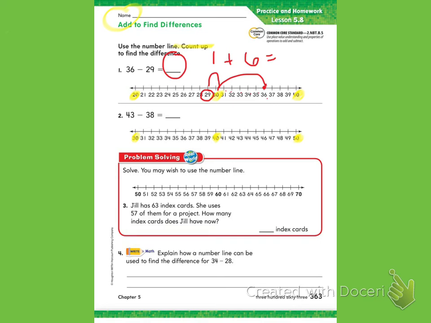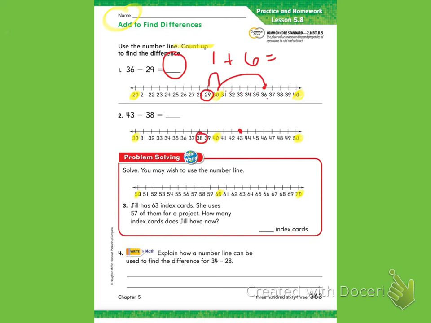Okay? On number 2, same thing, but remember you are starting at 38 and you are going to put a stop on 43. So you're going to make those jumps to the multiple of 10, count up, and then find out what the difference is between them. Okay? On number 3, should have highlighted these two. You're going to highlight all of those multiples of 10 and you're going to use the number line.